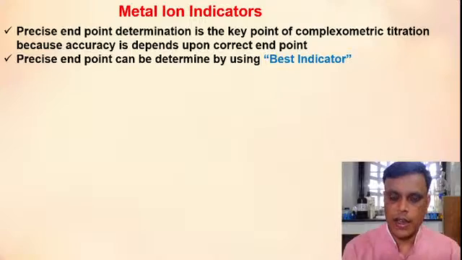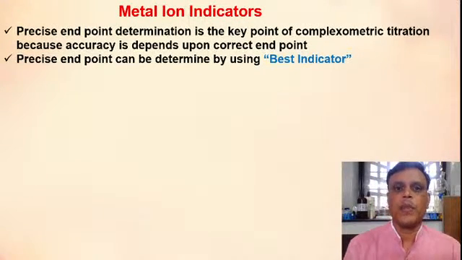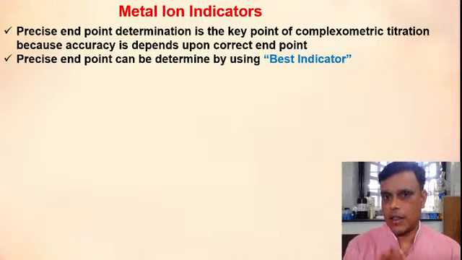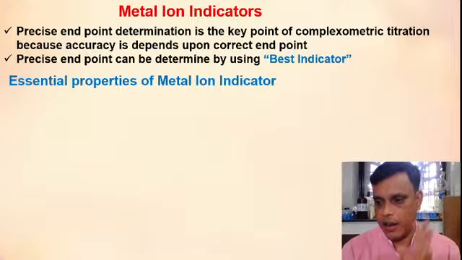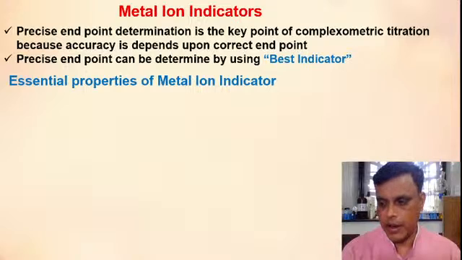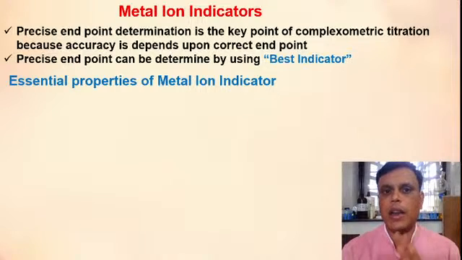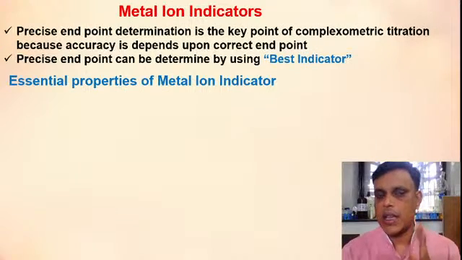So which properties are there, that we will see. ऐसे कौन से प्रॉपर्टीज है कि जो इंडिकेटर को बेस्ट करते हैं, that property we will see today. ठीक है, so we will see the essential properties of metal ion indicator. This is our today's topic. क्या है टॉपिक? Essential properties of metal ion indicator, so that metal ion indicator can act as a best indicator or which will give you a correct or precise endpoint.